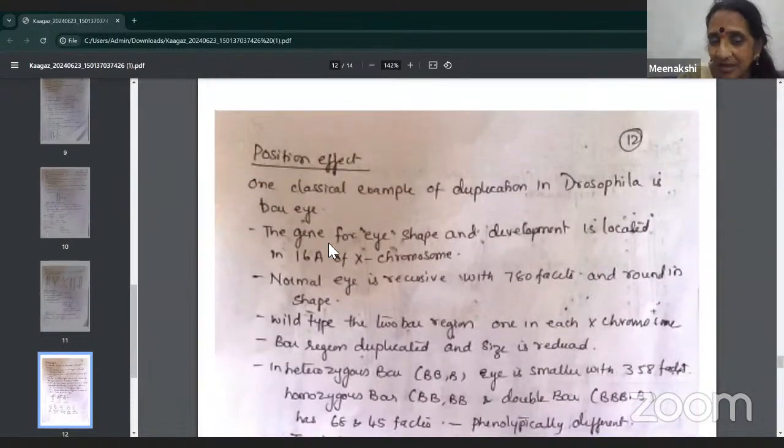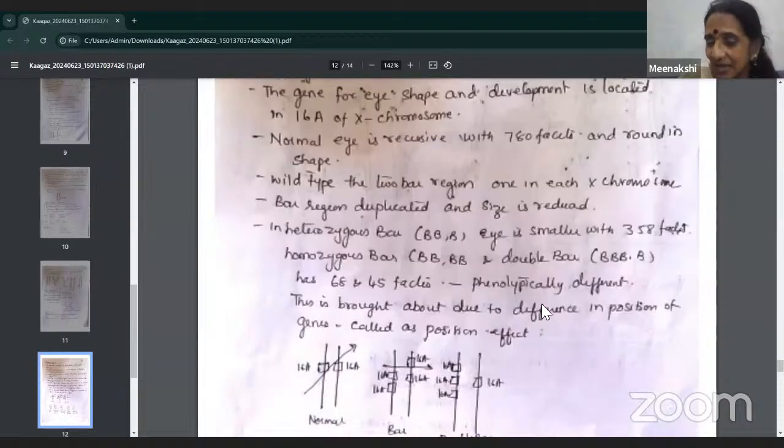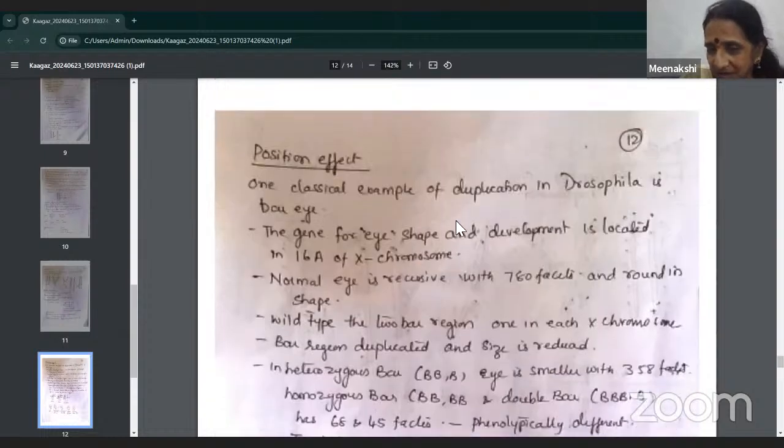So what is a position effect? It is the change brought about by the difference in the position of one particular gene. It is called a position effect. An example is Drosophila eye color or eye shape, which is present on the X chromosome at the 16A locus.